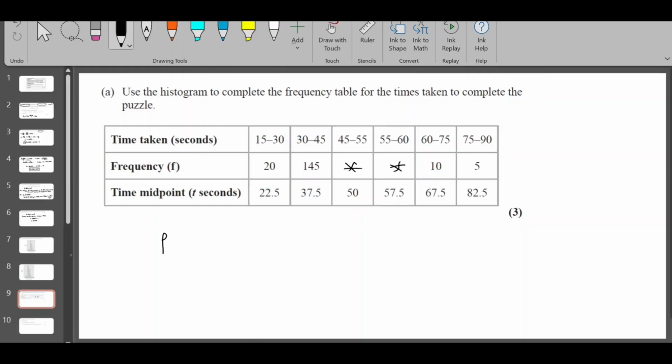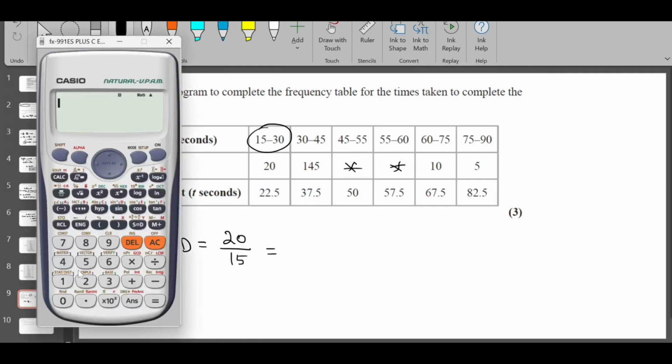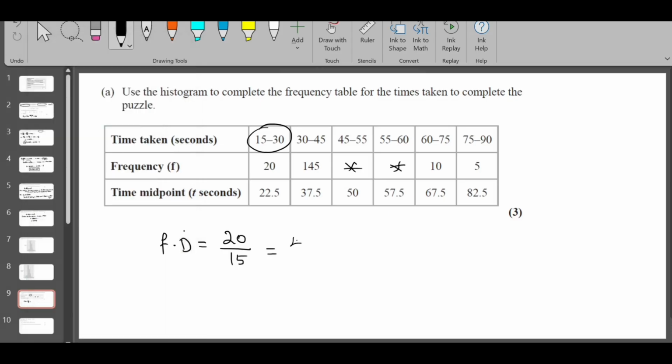Here, the frequency density is frequency over the class width. Class width is the difference between these two, 15, which is 20 over 15, which is 4 over 3, 1.33 something, right? That should be the height of this bar, because height is marked by using the frequency density. So for this particular bar representing this class interval, the height should be 4 over 3, 1.33.